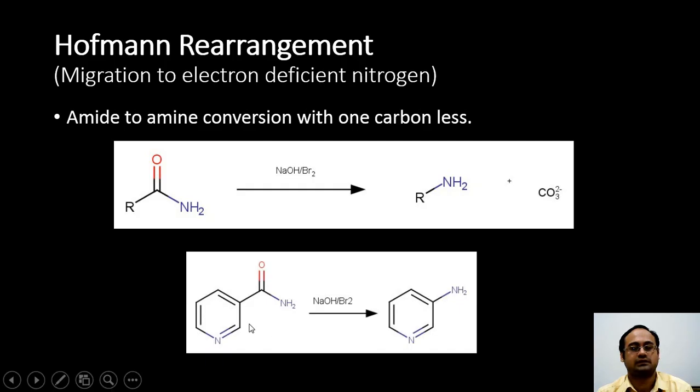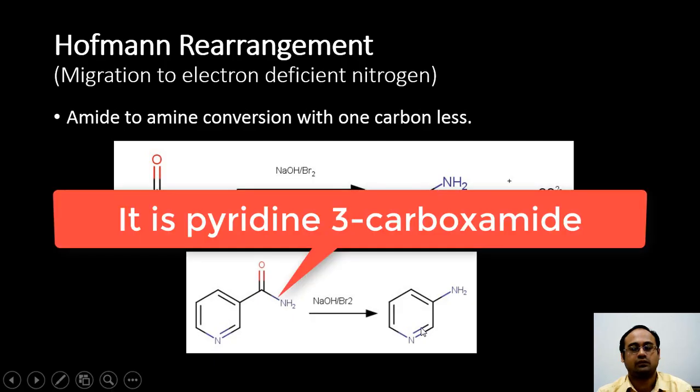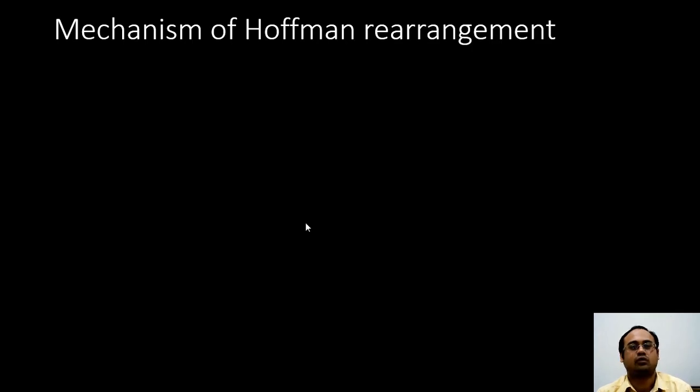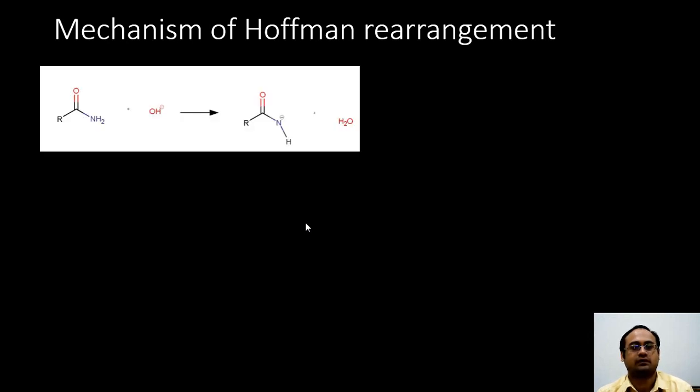An example is like this: pyridine-3-carboxamide reacts with bromine under basic conditions to give the pyridine-3-amine. So the mechanism of this reaction is slightly involved, but if you pay close attention, it is easier to understand than it appears in the beginning. In the first step, under extremely basic conditions, a proton from the amino group of the amide is abstracted to give you that intermediate. This is stabilized by resonance.